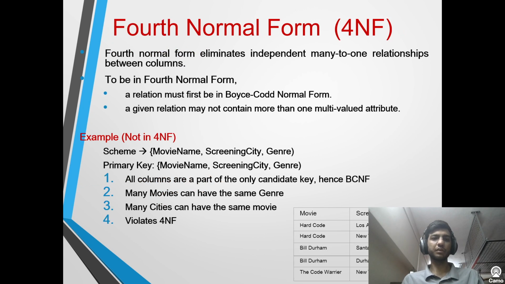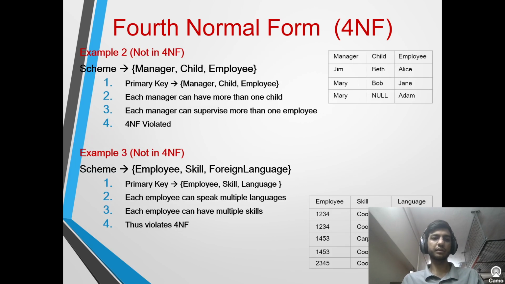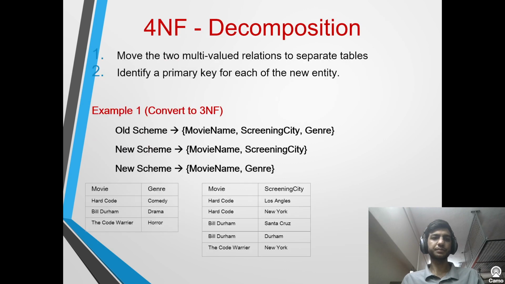Fourth normal form. The fourth normal form eliminates interdependent many-to-one relationships between columns. To be in fourth normal form, a relation must be in Boyce-Codd normal form. A given relation may not contain more than one multi-valued attribute. And here are the examples. To convert some schema into fourth normal form, move the two multi-valued relations to separate tables. Identify a primary key for each one of the new entities.